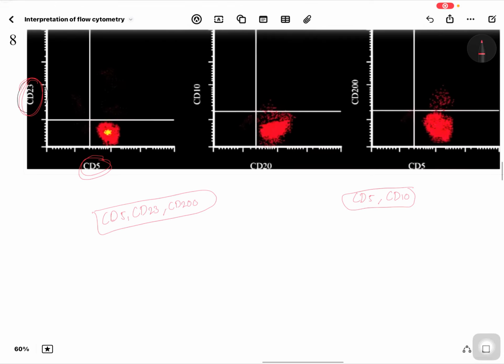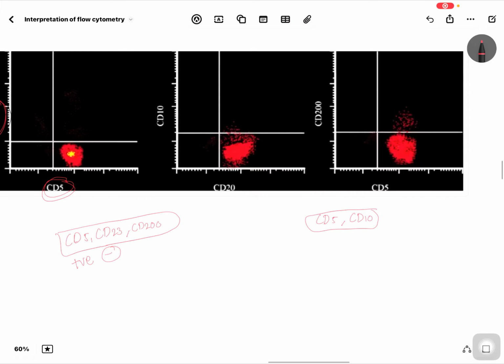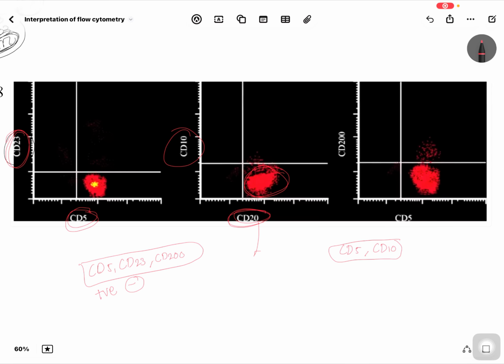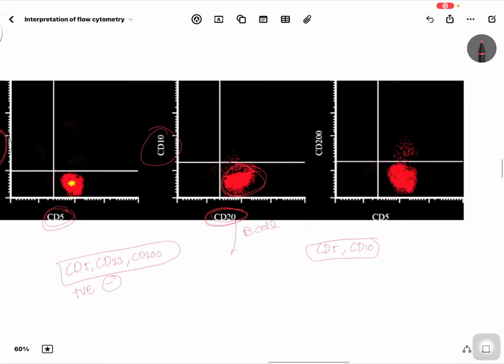CD5, okay. So what is this? CD5 is present. So I write CD5 present. CD23 is negative. Then I go to CD10. Is it positive? No. What is positive? CD20 is positive. Can you see a lot of cells here in this area? So what does this mean? CD20 is a B cell marker. Okay. Then moving on to CD200. Is CD200 negative? Yes, it is negative. Only a few cells are positive, but the majority are CD5 positive. So CD5 positive, CD200 negative. CD23 is not given, so just leave it.